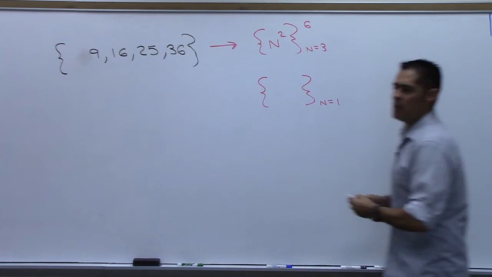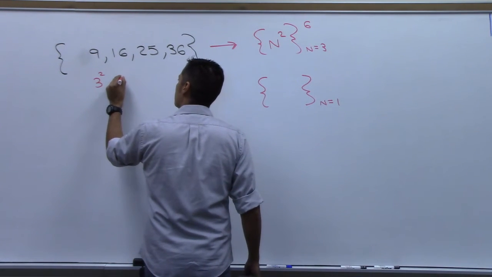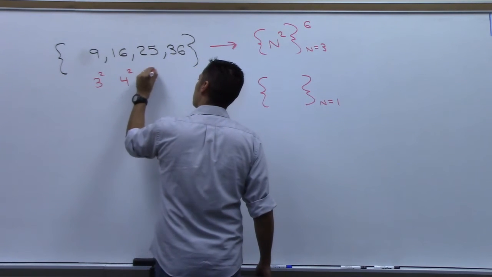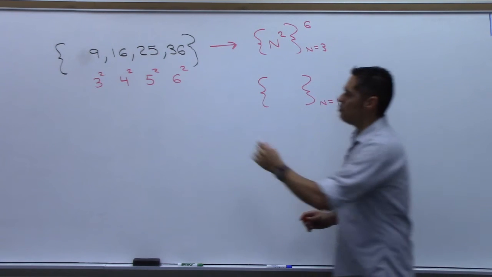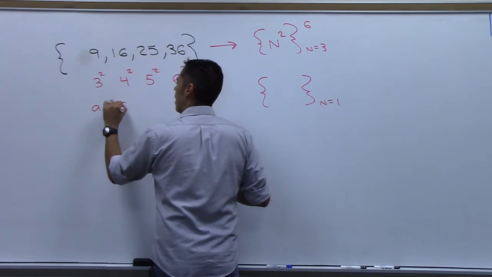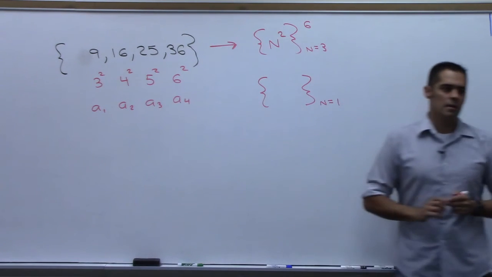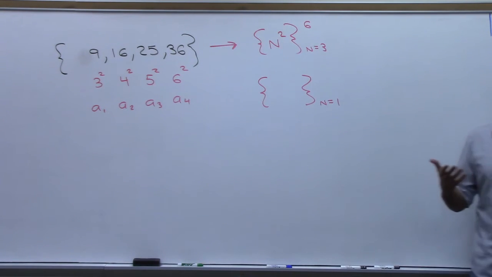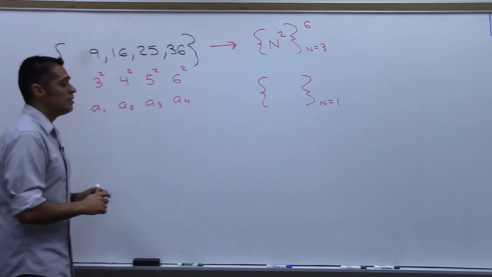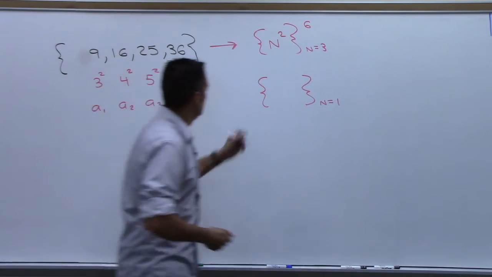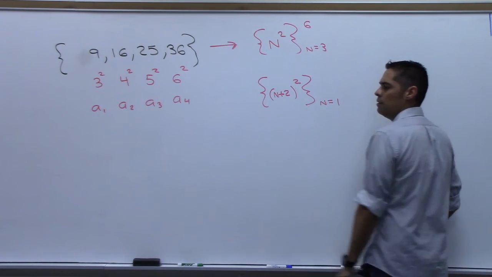So maybe it'll help if we write down these numbers. This is 3 squared, this is 4 squared, this is 5 squared, this is 6 squared. I need this one to be a sub 1, a sub 2, a sub 3, a sub 4, right? How do you get this to work? Say n plus 2, n plus 2 squared, will work.